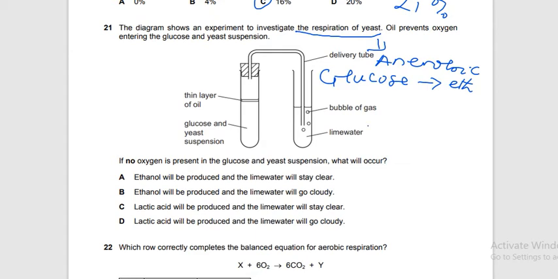Milky in color. So if no oxygen is present in the glucose and yeast suspension, ethanol will be produced, and the lime water will stay clear. No, the lime water will go cloudy and ethanol will be produced. So the answer to that question is B.